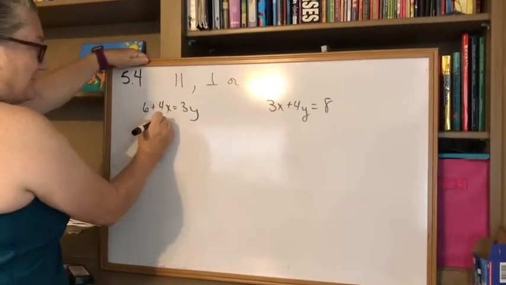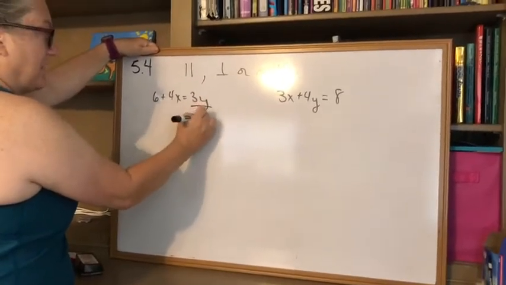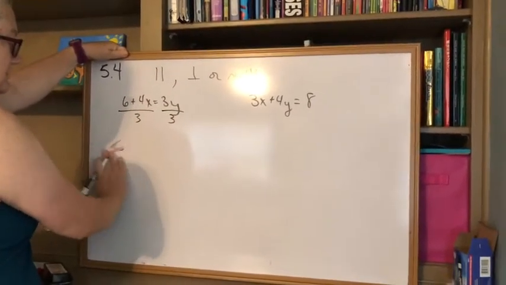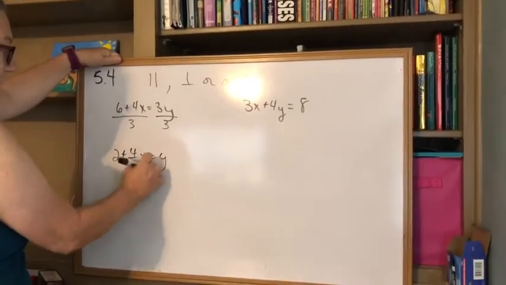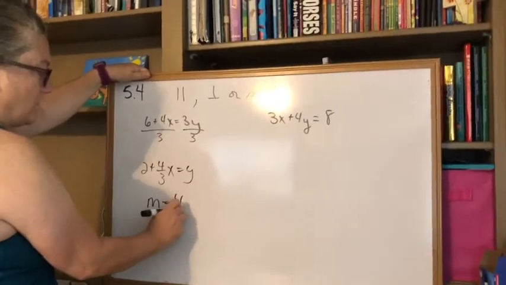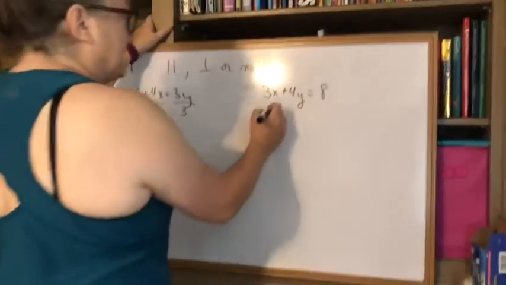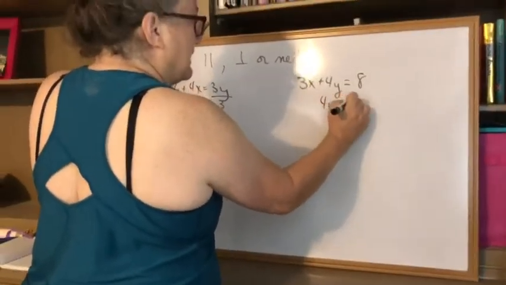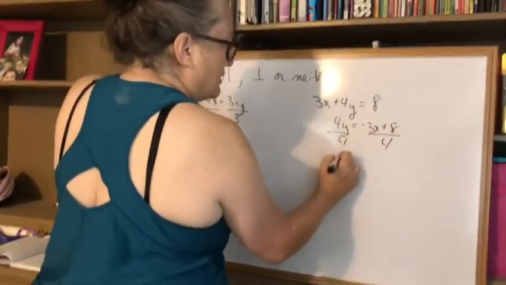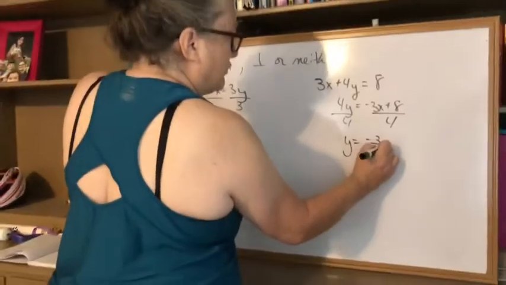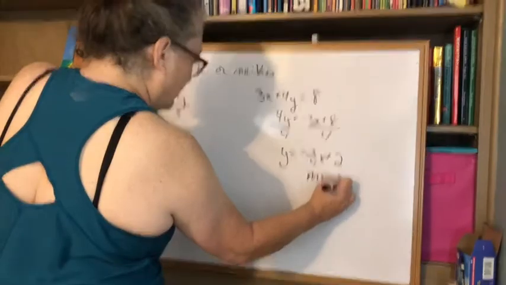Okay. So, welcome back. This here, we do not have it solved for y. We have 3y, so I want to divide by 3. This is 2 plus 4/3 x equals y. My slope is 4/3. Okay. Over here, I need to subtract the 3x, so I have 4y equals negative 3x plus 8. Divide by 4. y equals negative 3/4 x plus 2. My slope on this side is negative 3/4.